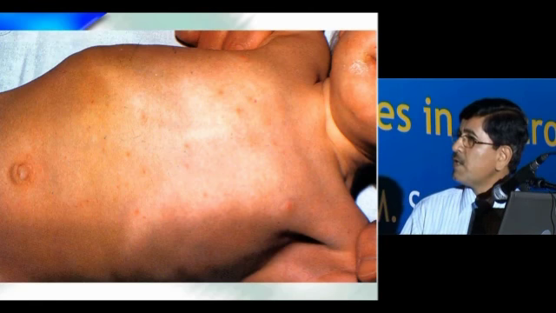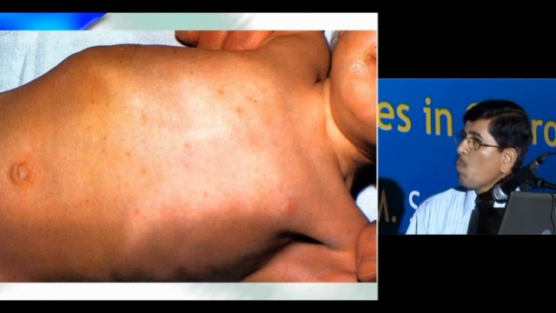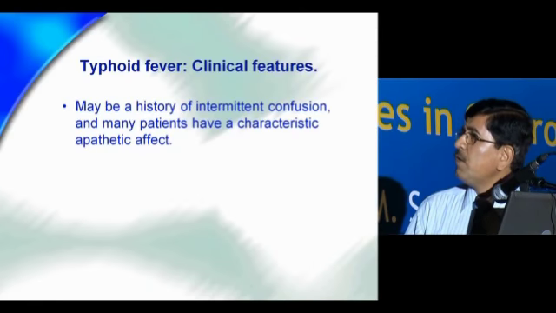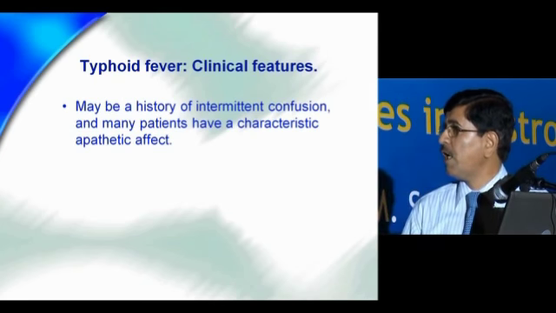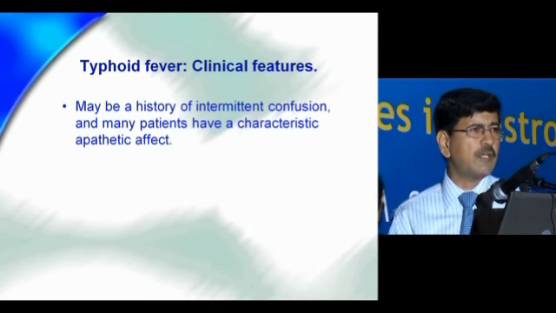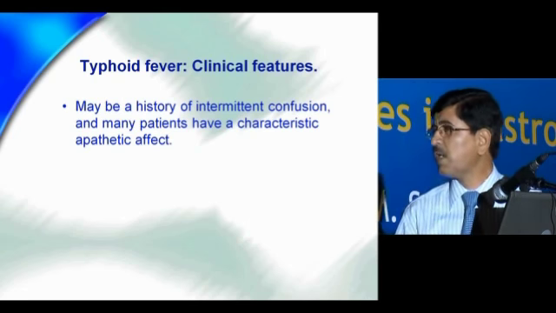Then there may be a history of intermittent confusion when involvement of the CNS takes place, and the patients have a characteristic apathetic affect. This occurs usually in the 2nd to 3rd week of the illness. This is what a person would look like when he has the features of CNS involvement.